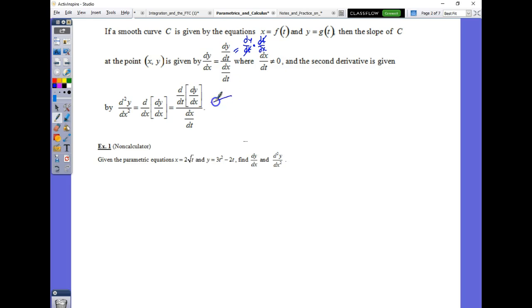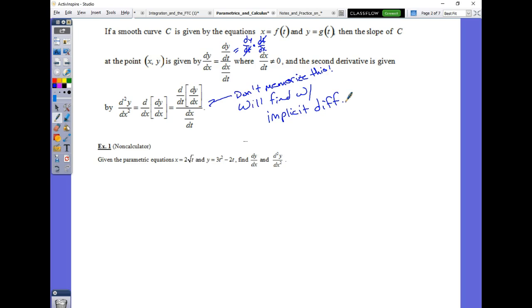Don't memorize this. We're going to find this with implicit differentiation. That's coming in just a minute.